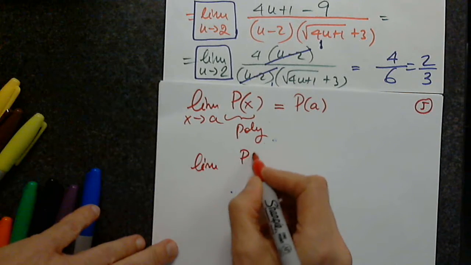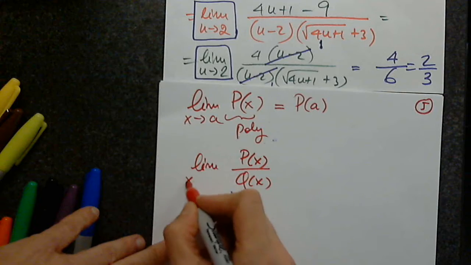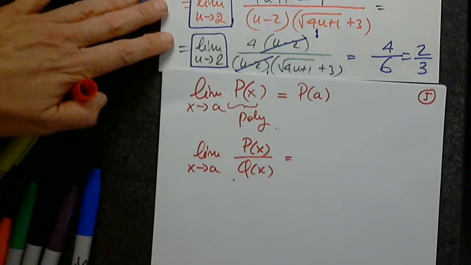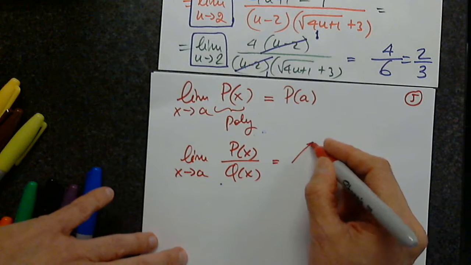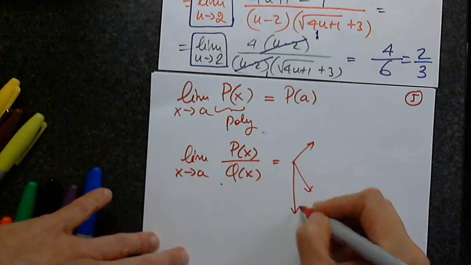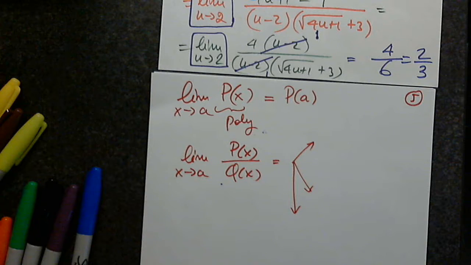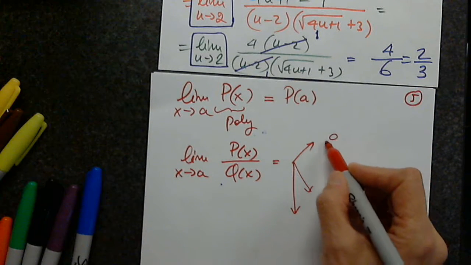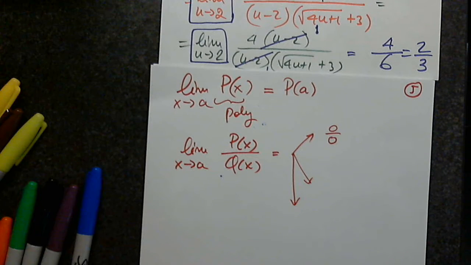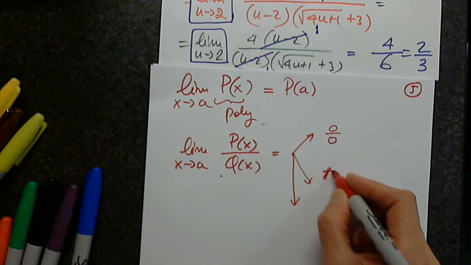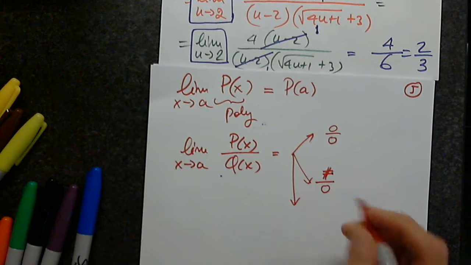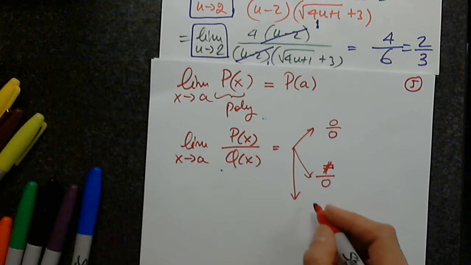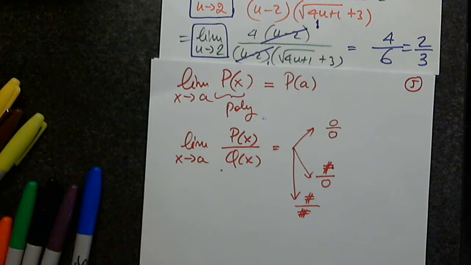What if I have a limit of a polynomial divided by another polynomial as x approaches a? There are basically 3 options here. One of them is 0 over 0. The other option is, for example, any number, not 0, over 0. And the third option is a number divided by another number. That's pretty much all that can happen when I determine the limit of a rational function.